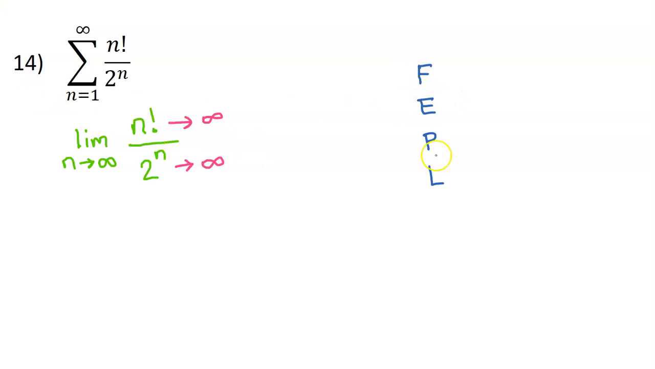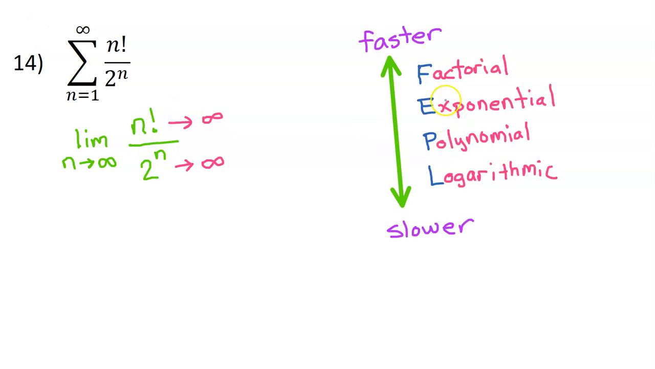We use the acronym FEPL to help us remember which expressions grow faster as n approaches infinity. FEPL ranks the different types of expressions from faster growing to slower growing as n approaches infinity. In this case, we have a factorial expression in the numerator and an exponential expression in the denominator. So according to FEPL, the numerator is growing faster than the denominator. Since the numerator is getting bigger and bigger compared to the denominator, the overall value of the fraction is just getting bigger and bigger.